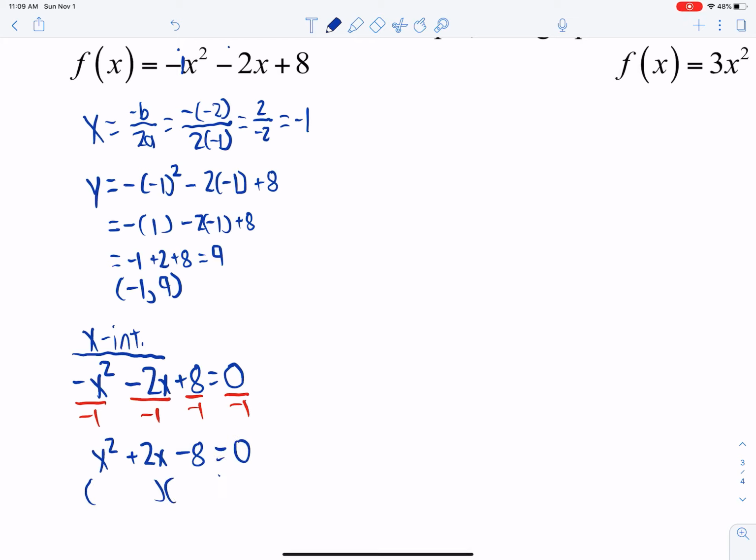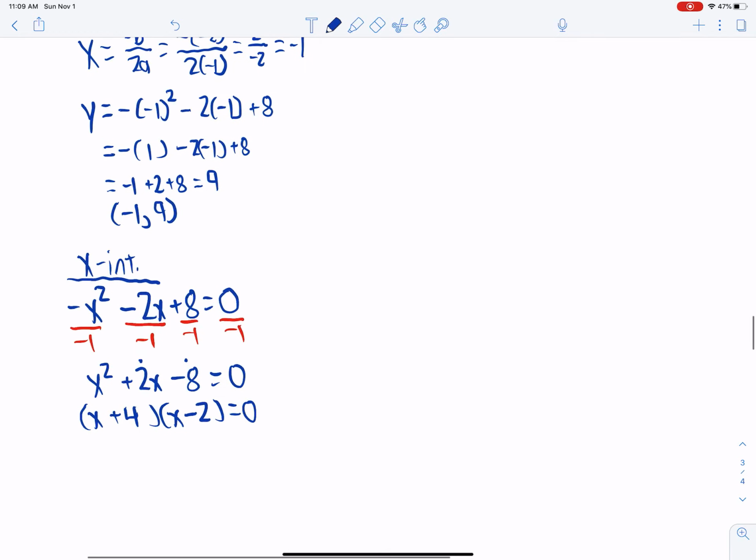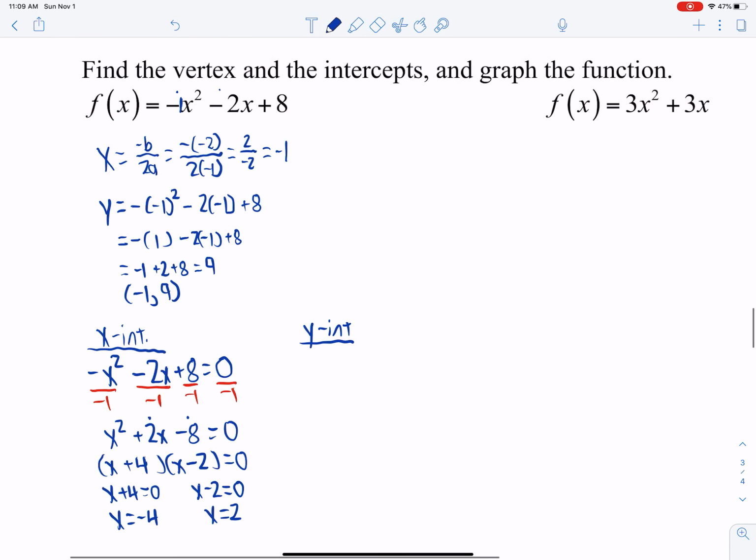And now when we factor that, it starts with x squared, so we put an x at the beginning of each one. To multiply to be a minus 8, but add up to a plus 2, we need a plus 4 and a minus 2. And now to finish the problem, we set both of those equal to 0. And we end up getting x intercepts of negative 4 and positive 2, like that. And then last, for our y-intercept, it is just our constant term, which is a positive 8.